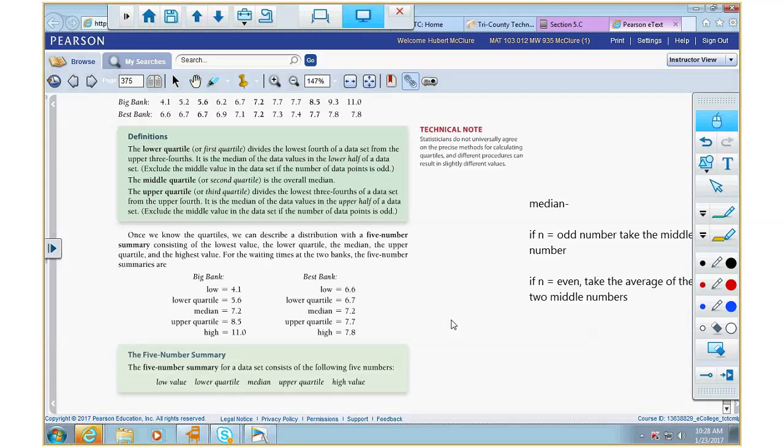Low value, which is your minimum. Your lower quartile, which is the median of the lower set. And then your median of the whole set. And then the median of the upper set. And then the highest value. Basically, you're talking about 3 medians and the range, the minimum and the max. And I'll show you how to do that when we put it all together mathematically.